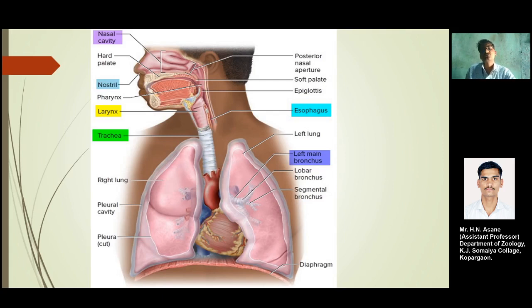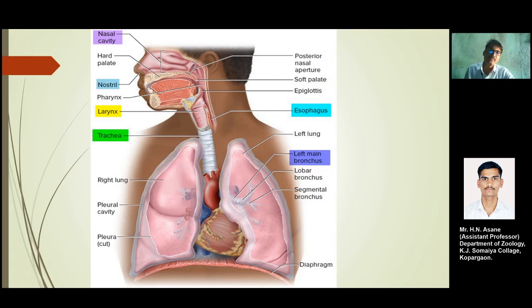So the esophageal bolus continues in the esophagus and reaches the stomach. Whereas at the time of breathing, the epiglottis covers the esophageal opening, and the air passes into the trachea or the windpipe.